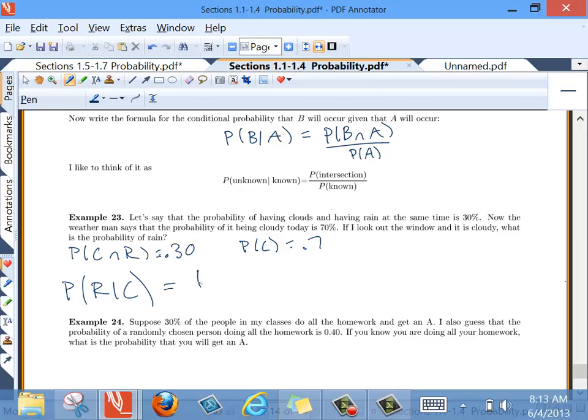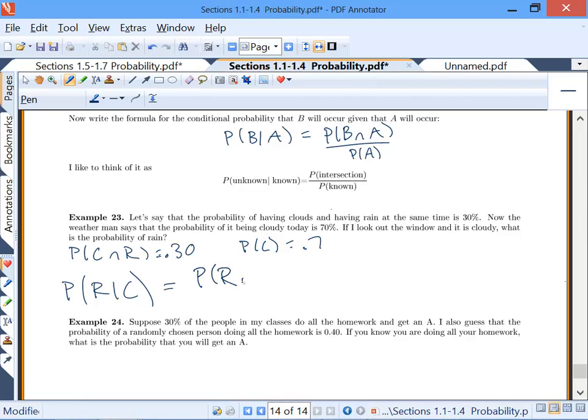So we write out our formula, so we know we need the probability of R intersect C over the probability of C. So 0.3 over 0.7 gives me 0.428. So if we look out and it's cloudy, there's a 42% chance that it is going to rain.